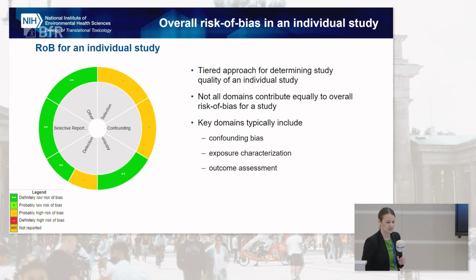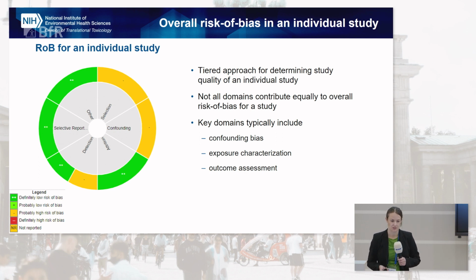for an individual study. For this study, some of the domains got probably high risk of bias while the others got low. You can click on the different domains, and when you're in HAWK, the rationale for why that study got that particular rating will pop up. So we also don't give individual studies an overall risk of bias rating or score.